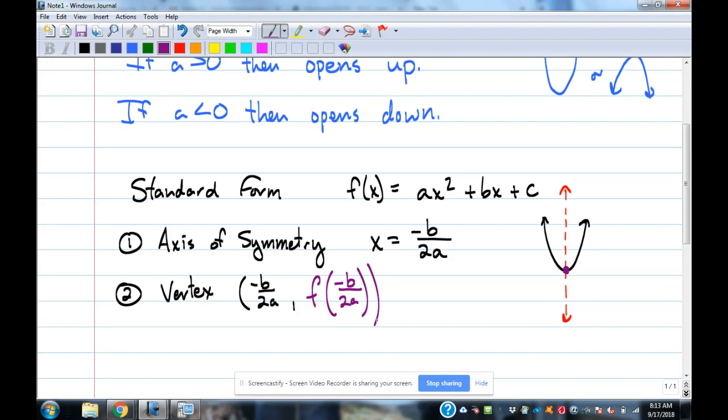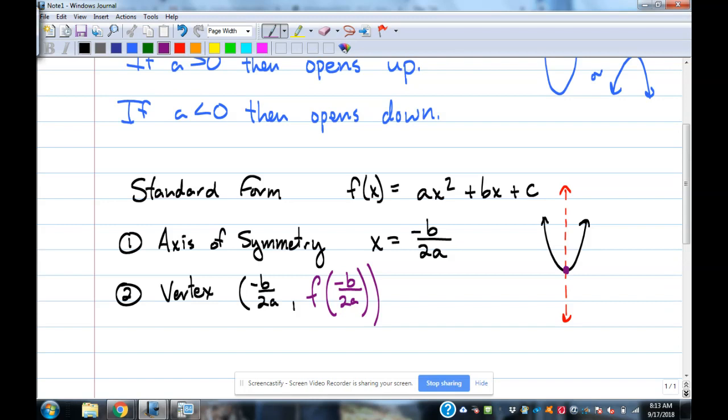Axis of symmetry, x equals negative b over 2a. Vertex, the x value is negative b over 2a. The y value is when you plug that number into the equation and work it out. You're going to get a y value back, and it's an ordered pair, x, y.